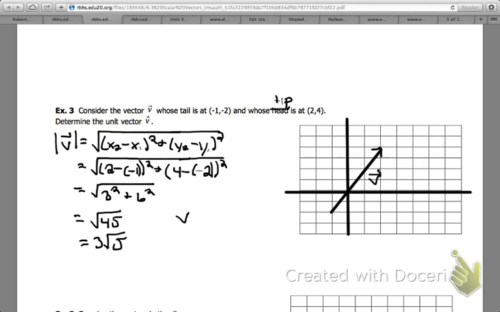Now we can look at our unit vector. So our unit vector, remember, is just equal to 1 over the magnitude of our vector v times our vector v. So this will just be equal to 1 over 3 root 5 times our vector v. And there's our unit vector.